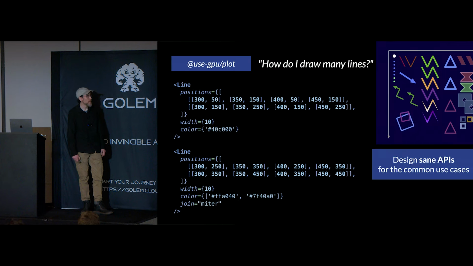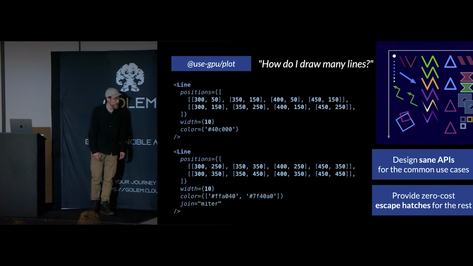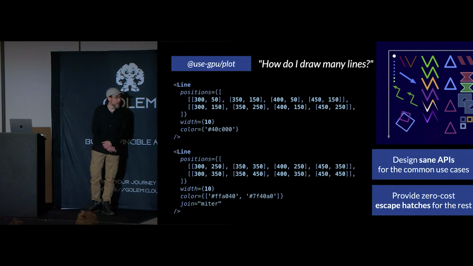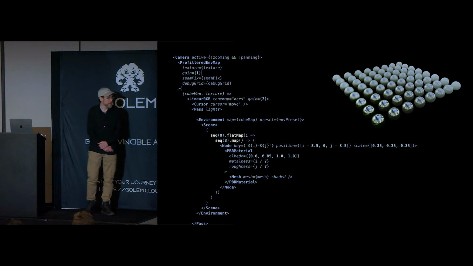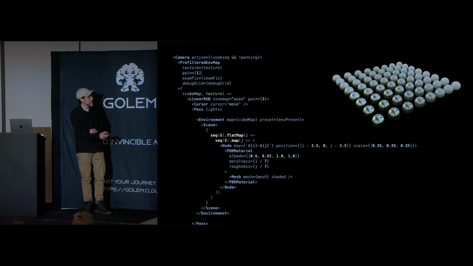So I designed sane APIs for the common use cases, and I try to provide zero-cost escape hatches for the rest, although zero cost is, I fully admit, an underspecified term, because your notion of zero cost depends completely on all your assumptions. Earlier today, Jonathan Blow said everything he did with Jai is compile time. That doesn't work for me because my types are data. I literally cannot do it at compile time. So my notion of zero cost is quite different.